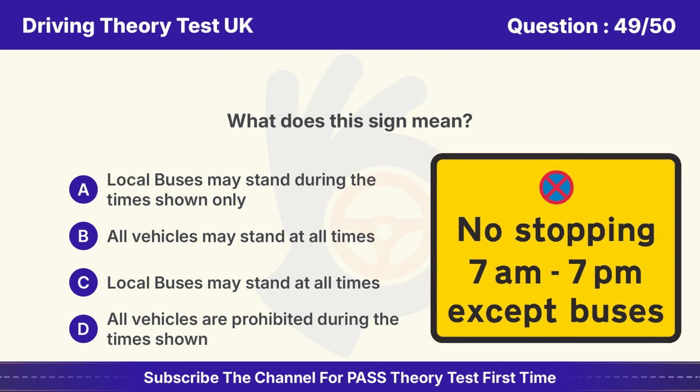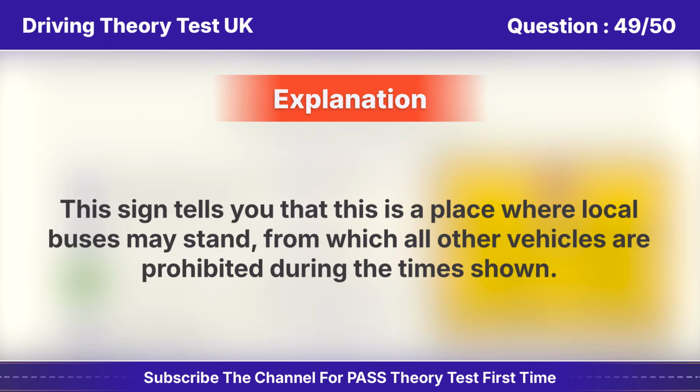Question 49. What does this sign mean? Answer is C. Local buses may stand at all times. This sign tells you that this is a place where local buses may stand, from which all other vehicles are prohibited during the time shown.